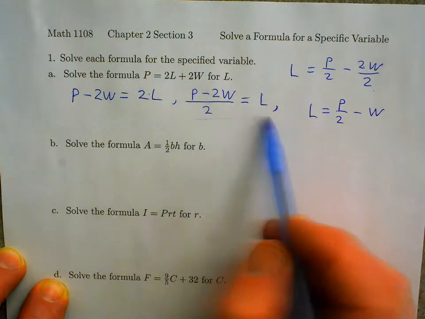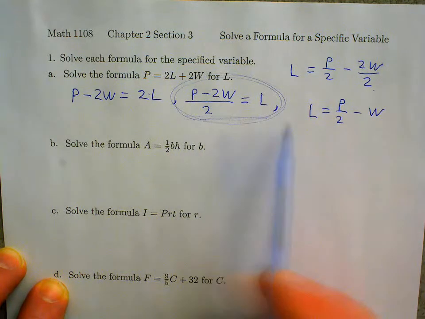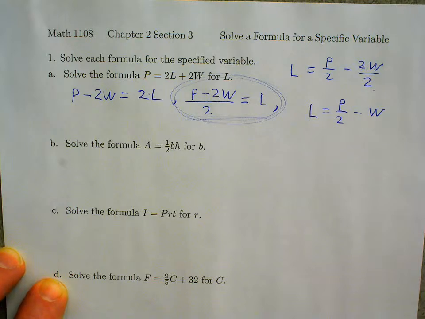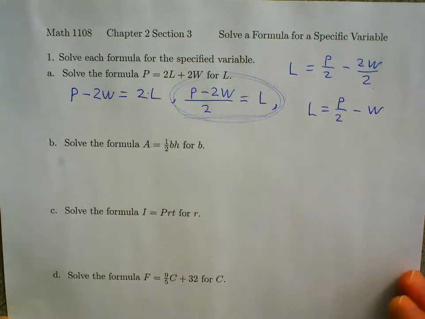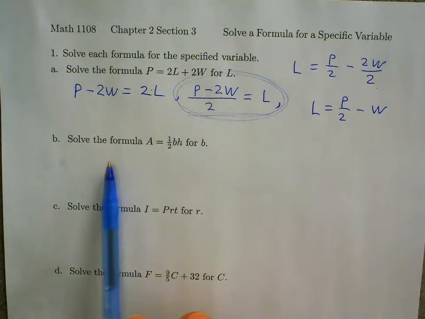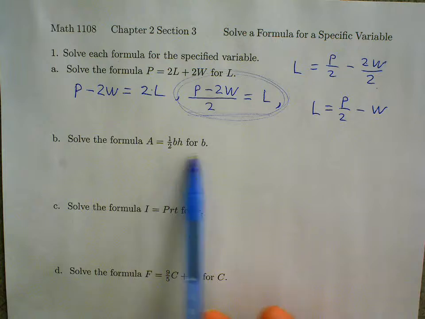So this is probably, well, this might be the more safe way to write it. Okay, the next one, part B: solve the formula capital A equals 1/2 times B times H for B.